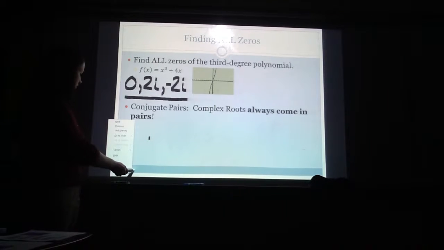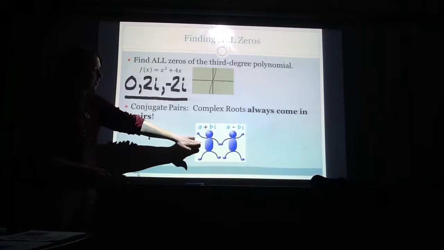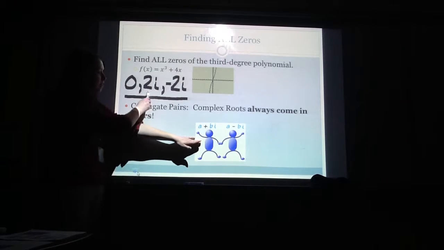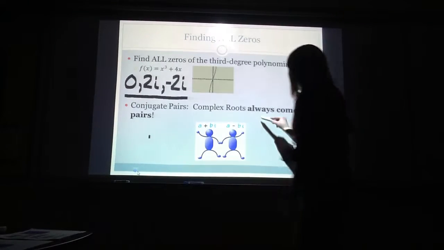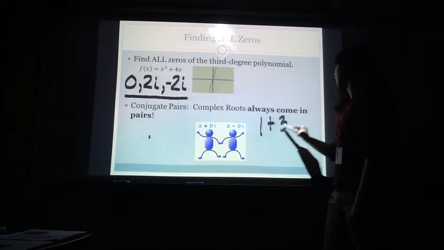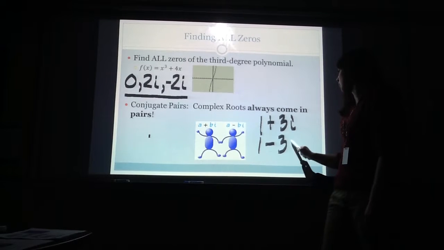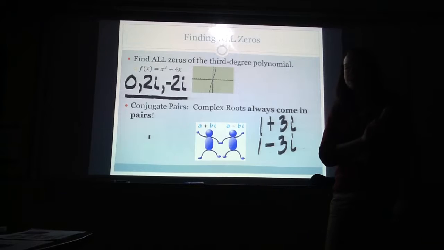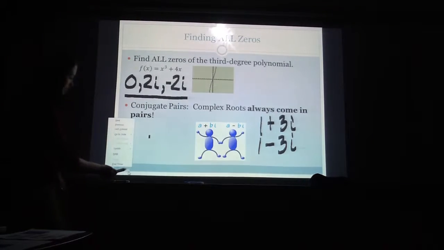So I found this picture on the internet and I couldn't resist putting it in there. They always come in pairs. So if you have one imaginary number, you're going to have the other one. If I got out as a 0, 1 plus 3i, I automatically know I'm going to have its conjugate, 1 minus 3i. So whenever you have imaginary numbers, you're going to have 2 of them. Keep that in mind. Okay, let's look at another one.